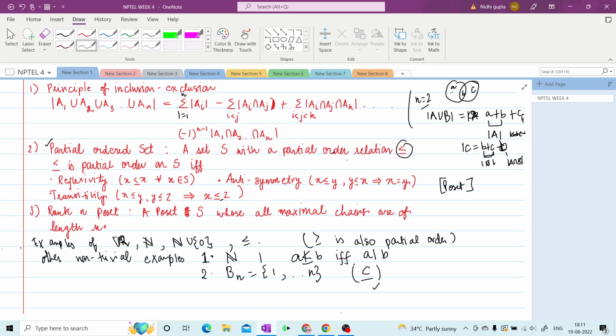Then we had a new notion, the rank of a poset. By a rank n poset, we mean a poset S whose maximal chains are all of length n. First of all, what is a chain? A chain is a subset S of some poset P such that every pair of elements is comparable.